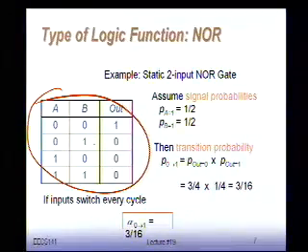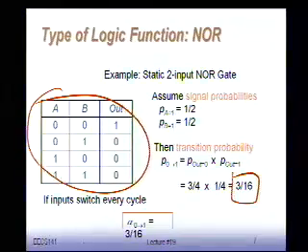So now the probability of having a 0 to 1 transition is the probability that I have a 0, and that the next one is going to be a 1. So that's 3/4 times 1/4, which gives you 3/16. That's the transition probability, assuming that A and B have basically equal probability of being a 0 or 1, so the inputs switch every cycle. So 3/16 is the activity of an OR gate.